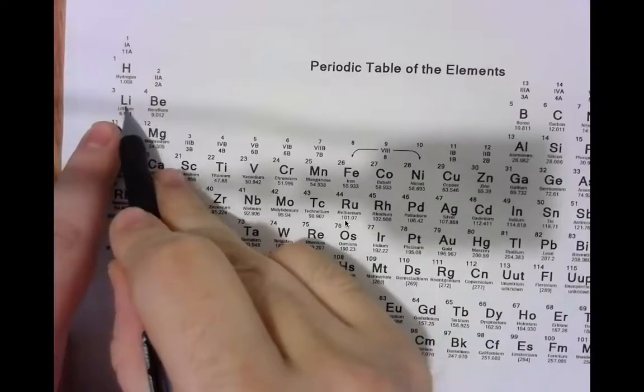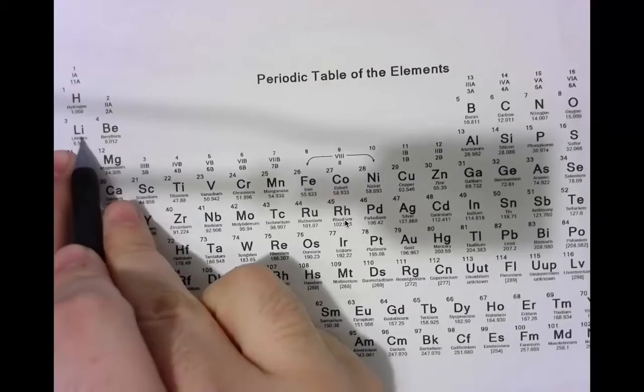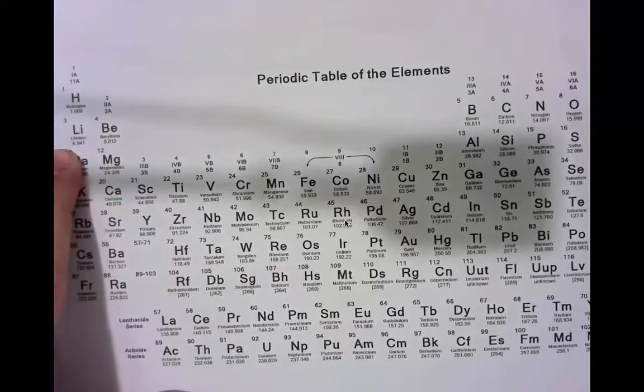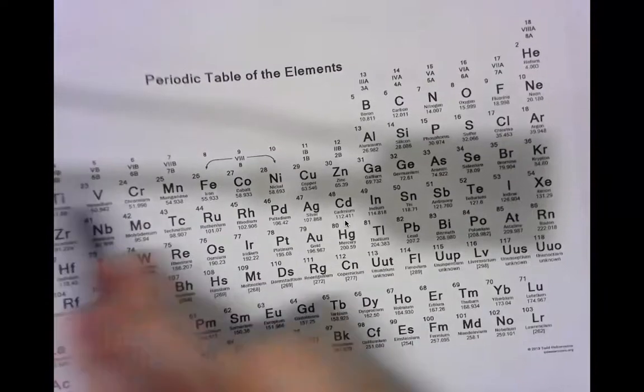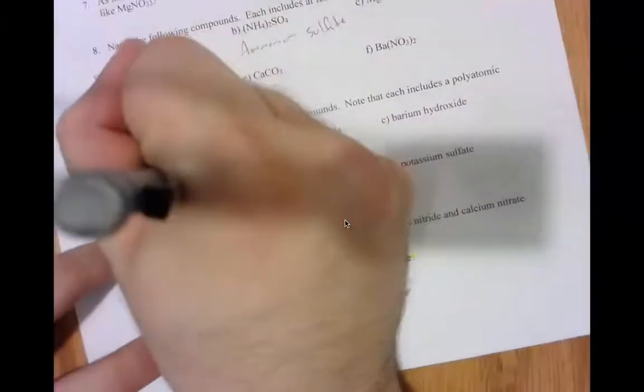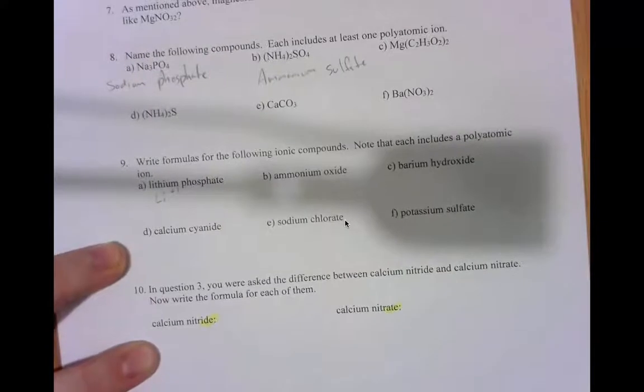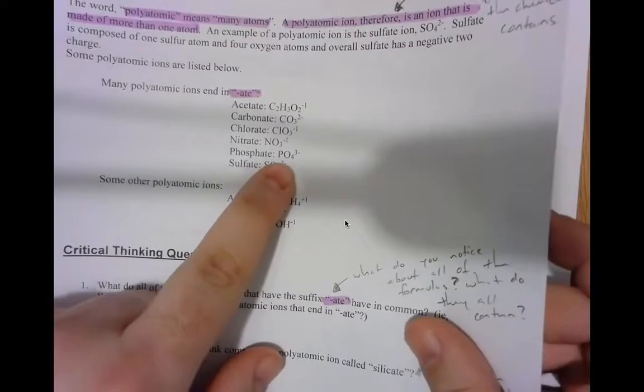Lithium's right here. So it's much easier to lose one electron to look like helium than to gain all of these electrons to look like neon over here. So we know we're going to lose one. If you take one away, it becomes a positive 1. Next, phosphate ends in "ate," so we know it's a polyatomic ion. So we look up phosphate on our list: PO4 with a -3 charge.